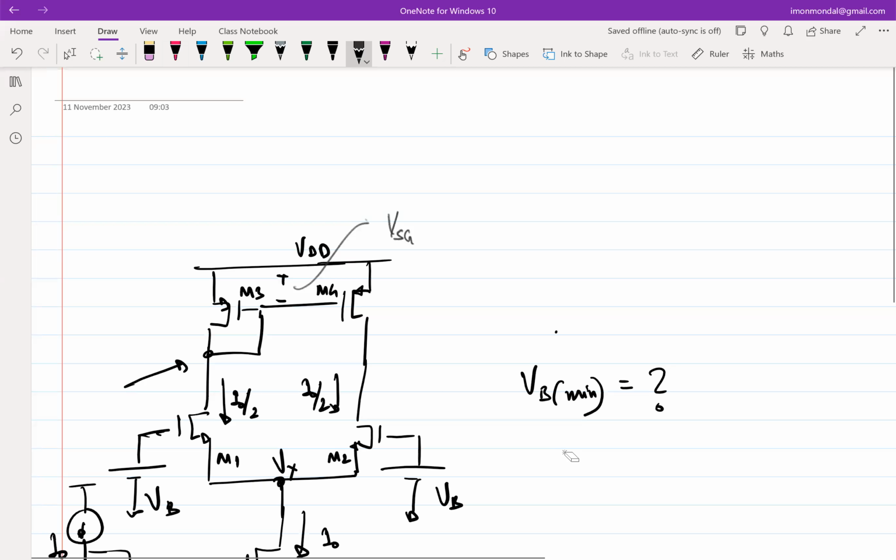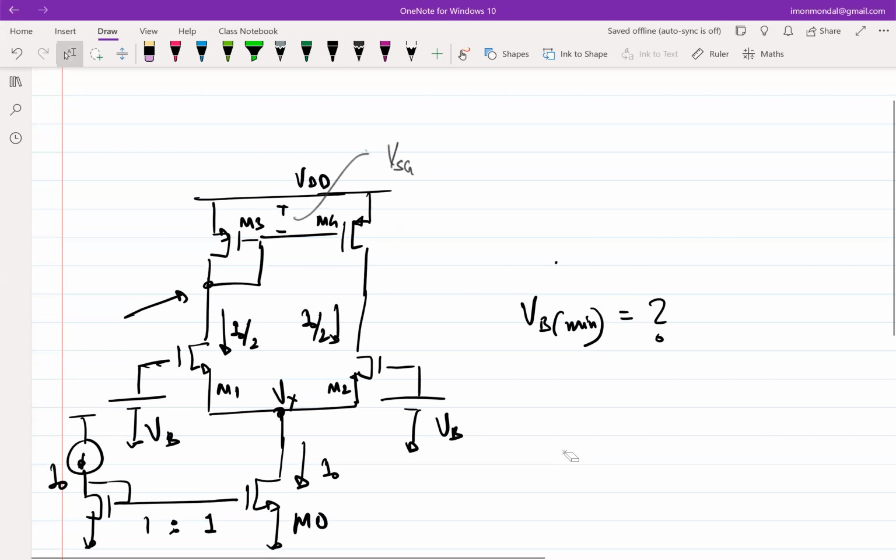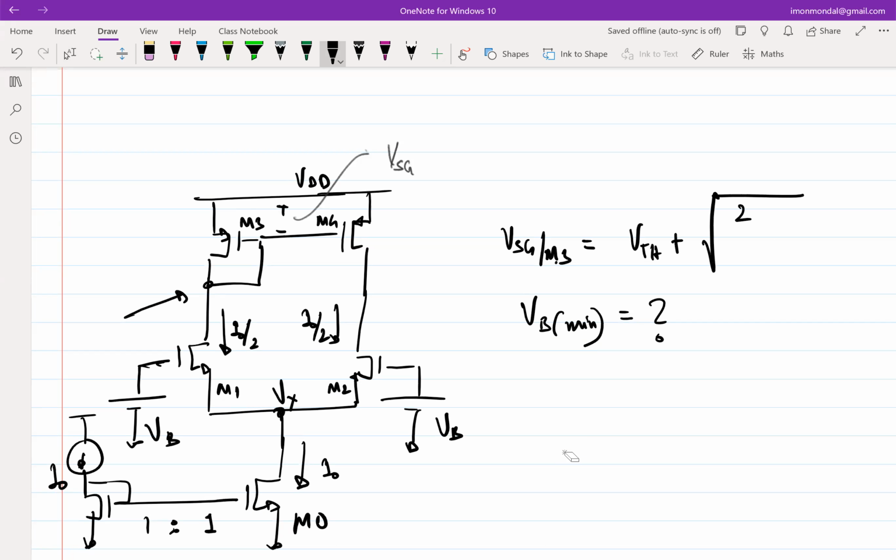Right? So what is this VSG equal to? VSG for the PMOS, for M3, is equal to one threshold voltage plus overdrive. And what is overdrive? Square root of 2 I naught by mu P Cox W over L for M3.